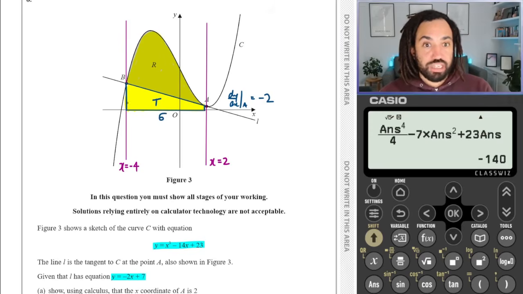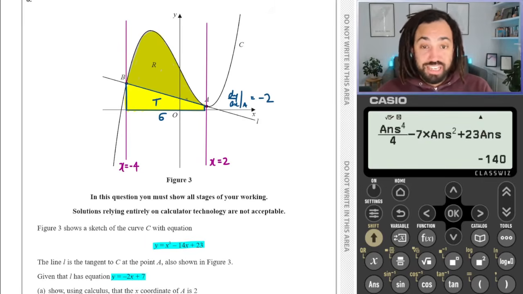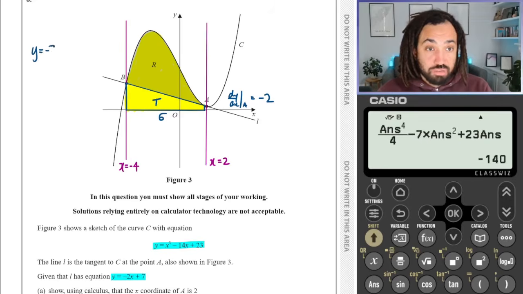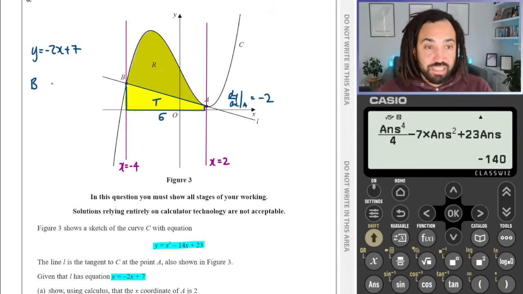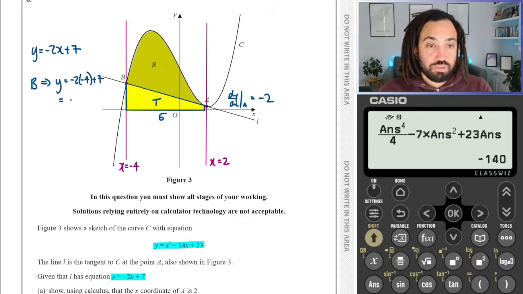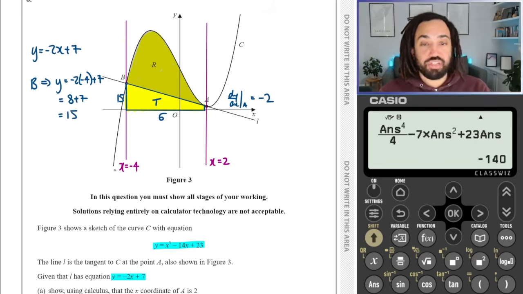What we need to do now is find the y coordinates of B and of A. Okay, so both B and A are on the line, of course, y is equal to minus 2x plus 7. So for us to find B, then we just need to sub in -4 into this. So we would get y is equal to -2 times -4 plus 7, which is equal to 8 plus 7, which is 15. So the y coordinate is 15, which means this height over here is 15.